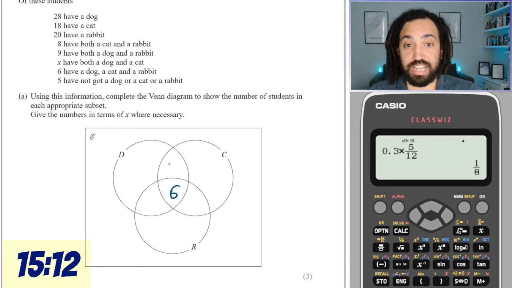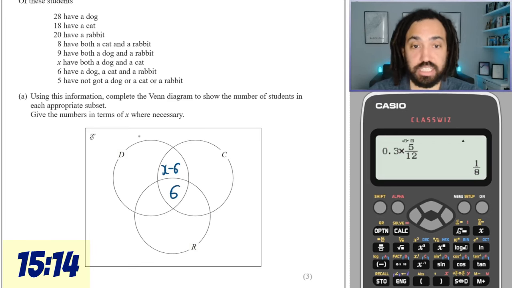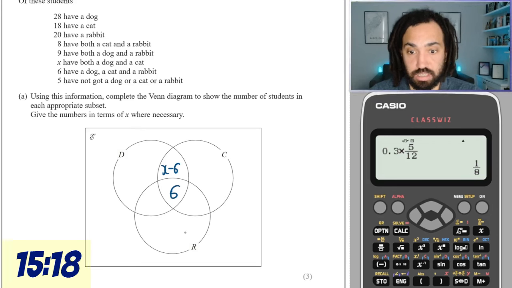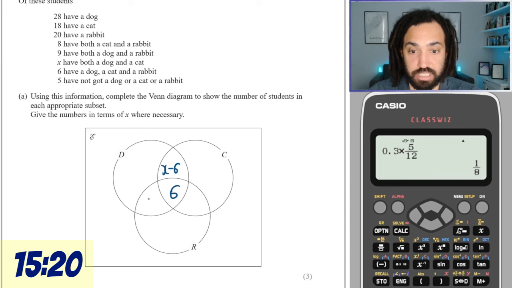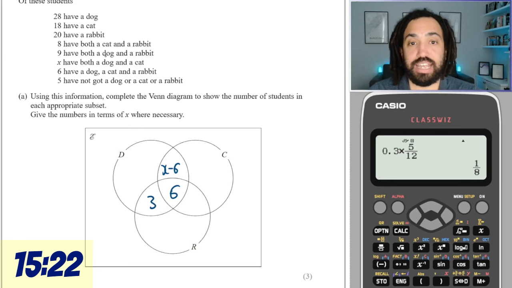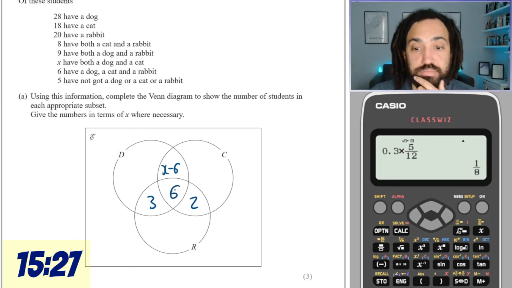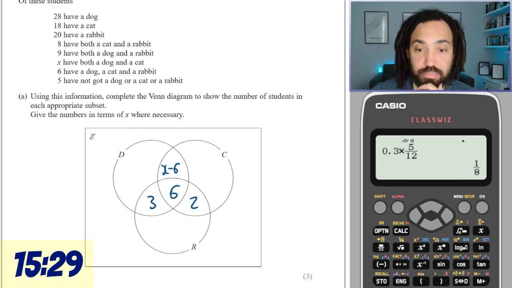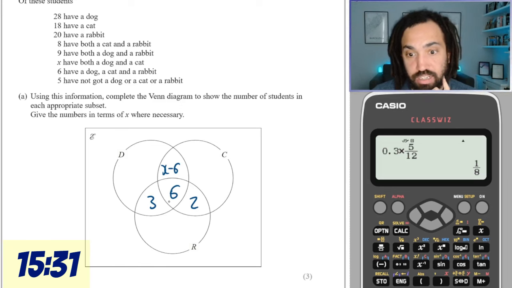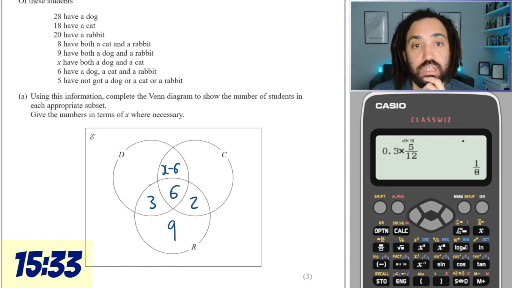X have a dog and cat, so that's x minus 6. 9 have a dog and rabbit. So 9 minus 6 is 3. And 8 have a cat and rabbit, so that's 2 goes in there. 20 have a rabbit, and so far I have 11 in there, so I need 9 more.